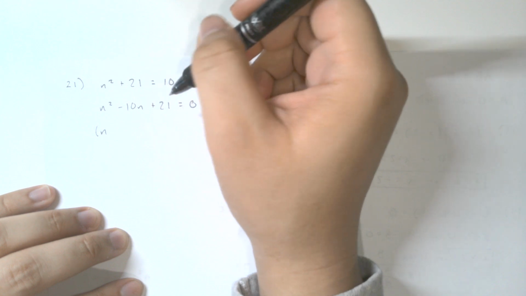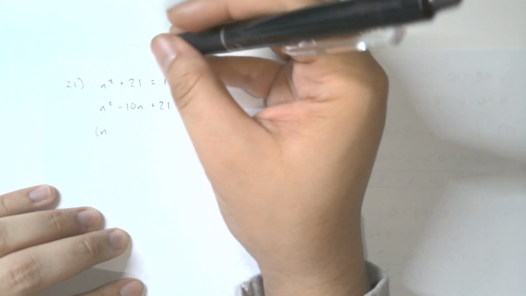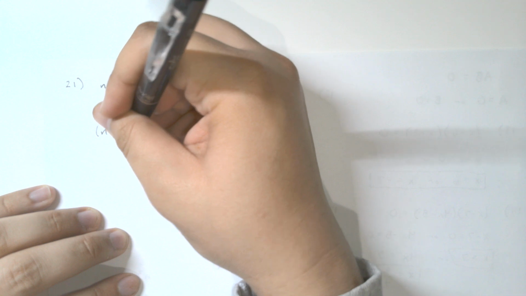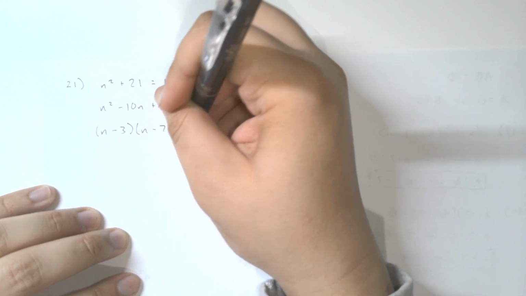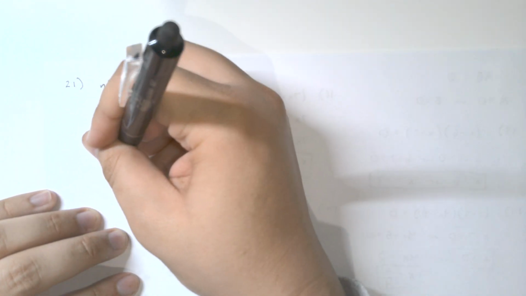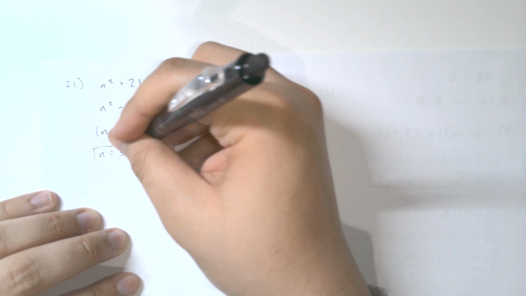So we have two numbers that multiply to 21 and add up to negative 10. It's going to be negative 3 and negative 7. So n minus 3 times n minus 7 is equal to 0. And we can just flip the signs on these two numbers, and we get n is equal to 3 or n is equal to 7.